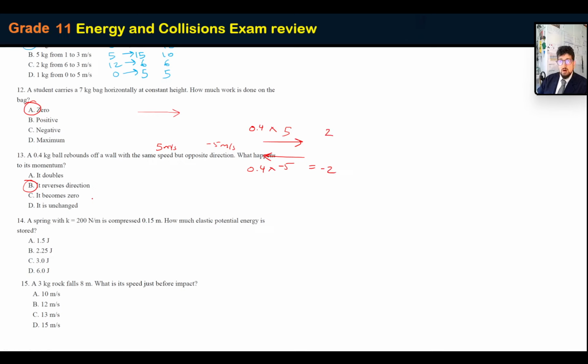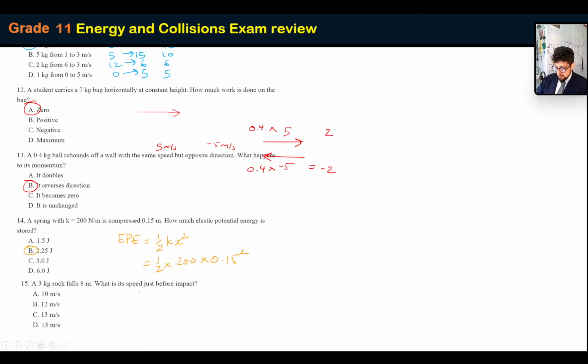Okay? Orange. A spring with this K value is compressed at 0.15 meters. How much elastic potential energy is stored? So EPE is equivalent to half KX squared, which is equivalent to half times 200 times 0.15 squared. Don't forget the squared. So it's 100 times 0.15 squared. 0.15 squared is 0.0225 times 100. So 2.25.